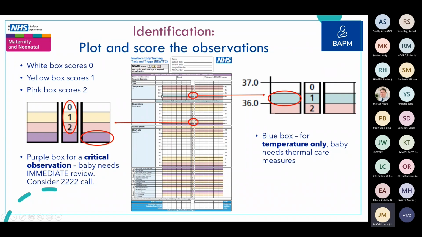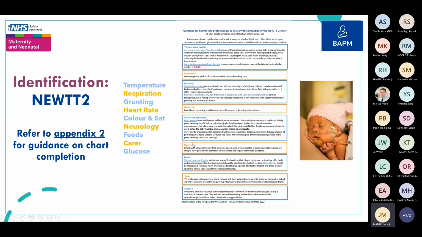Another new innovation is a pale blue line, and that's in the temperature box. And this is just to acknowledge mild hypothermia. And again, it's an immediate prompt to say, do something about it. If you score blue in the temperature zone, escalate in that respect. So in terms of the domains in the chart, temperature, breathing, with grunting as an indication of increased effort, heart rate, colour, saturations, neurology, there are guidances in the appendix which define what it is that's measured and guidances on how to actually define those observations.